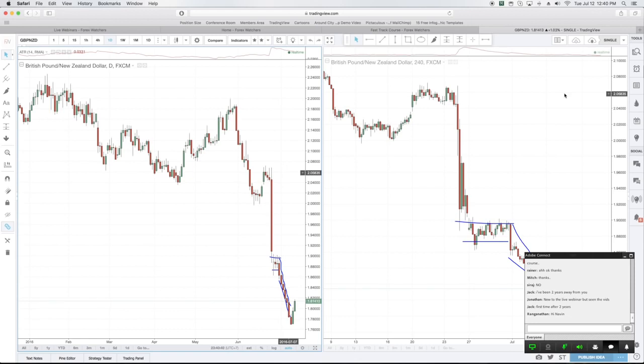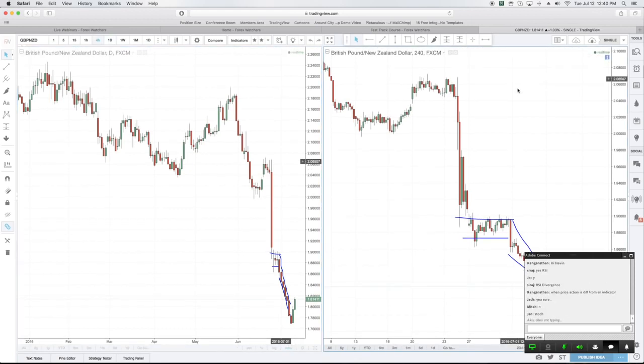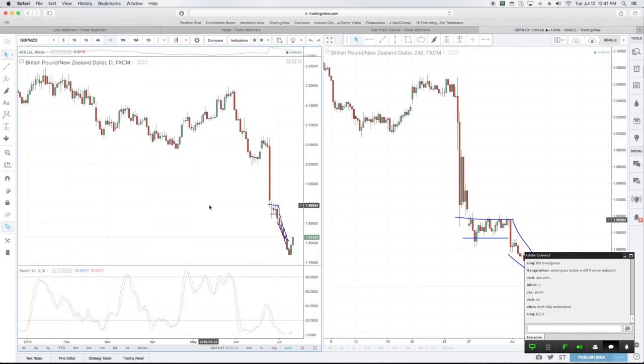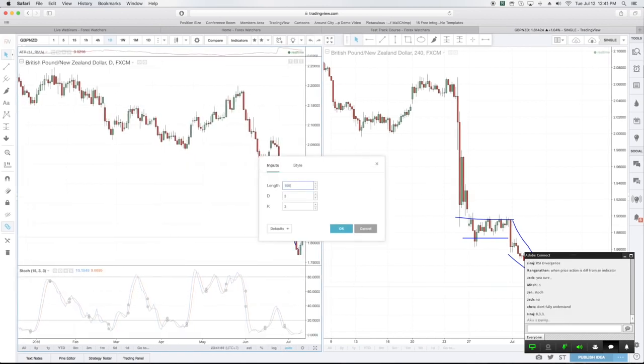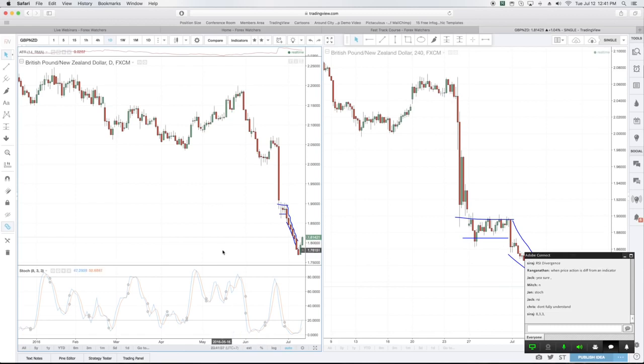Now, do you guys use divergence with RSI? Okay, stochastic. Well, let's put up some stochastics here. I'm going to insert it. Let's put up 8, 3, 3: 8 candles past, and then 3 and 3. Okay, here we go. So here we've got it all set up.